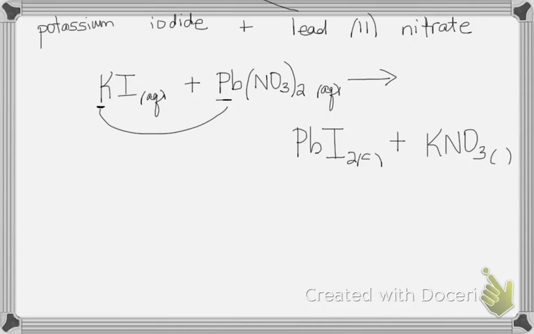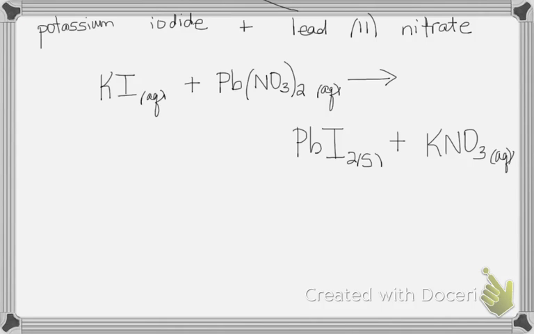PbI2 is a solid, and potassium nitrate is aqueous. Am I finished with that? No. So why did you switch the Pb and the K? That's how you do products for a precipitation reaction. You take the cations and you exchange them. And that's how you know what the products are.